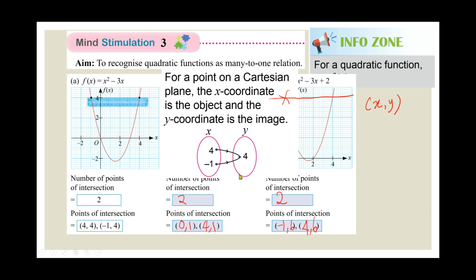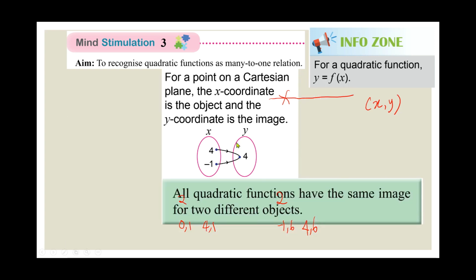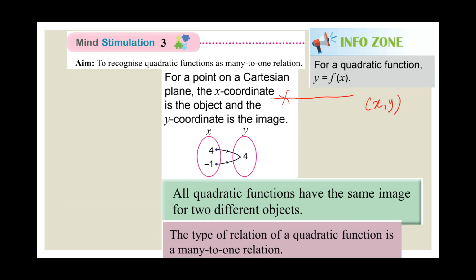So remember, when you see this kind of diagram here, it means this is a many-to-one relation. Same with the rest, you can see 0 to 1, 4 to 1. There are 2 objects and 1 image. So this is also a many-to-one relation. Same with the third one, negative 1, 6, 4, 6. Only 1 image, so this is a many-to-one relation. So you have to memorize, a quadratic function is a many-to-one relation. All quadratic functions have the same image for 2 different objects. So just remember this. Let us move on.